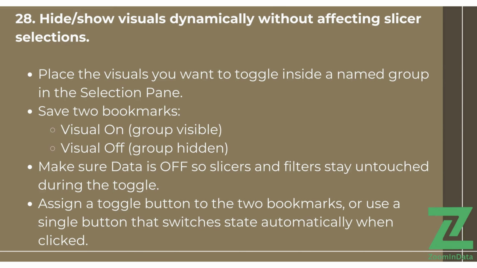28th question. Hide or show visuals dynamically without affecting slicer selections. Place the visuals you want to toggle inside a named group in the selection pane. Save 2 bookmarks, Visual On, Group Visible, Visual Off, Group Hidden. Make sure data is off so slicers and filters stay untouched during the toggle. Assign a toggle button to the 2 bookmarks, or use a single button that switches state automatically when clicked.